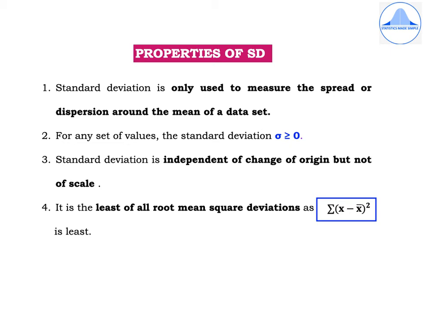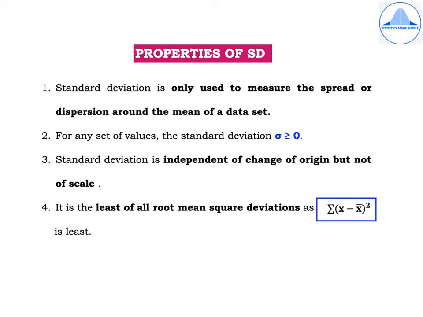When we learned the arithmetic mean, I had explained what is change of origin and change of scale. If the x values are subtracted from some arbitrary value a, that is called change of origin, and if we divide it by h, then it is called change of scale. Here the standard deviation is independent of change of origin but not of scale.